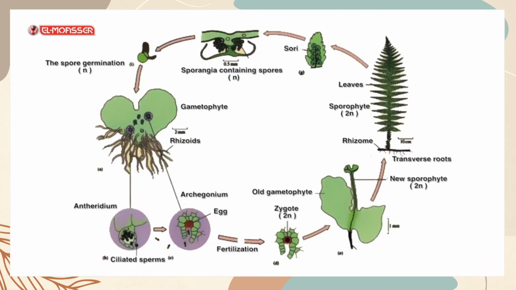So the life cycle of Polypodium is considered a typical example of the phenomenon of alternation of generations, where there is a diploid sporophyte phase (2N) that reproduces asexually by spores and alternates with a haploid gametophyte phase that reproduces sexually by gametes.